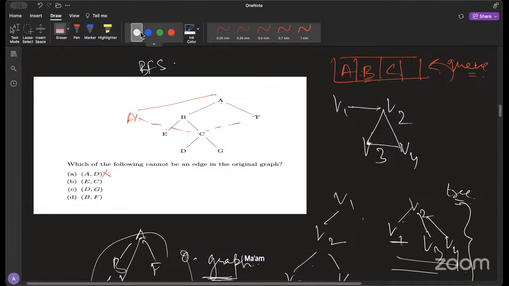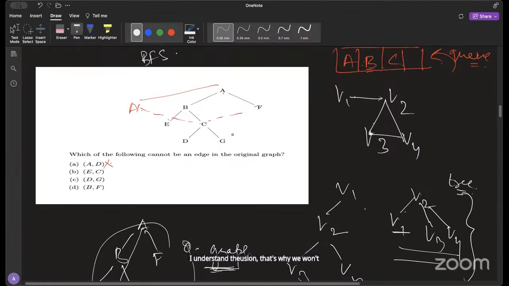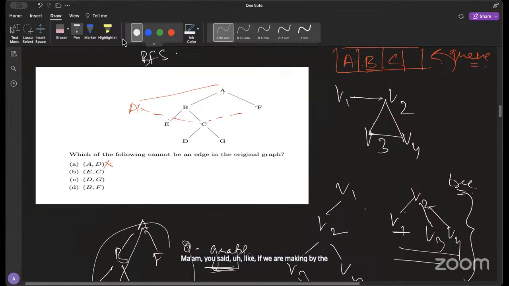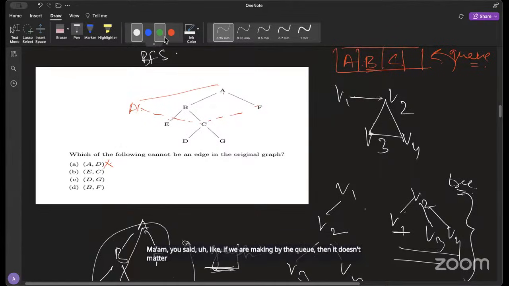I understand the confusion. That's why we won't have a question like that in the exam. By that I mean you won't have these edges. Ma'am, so you said that if we are making it by the Q, then it doesn't matter. The last point you said.